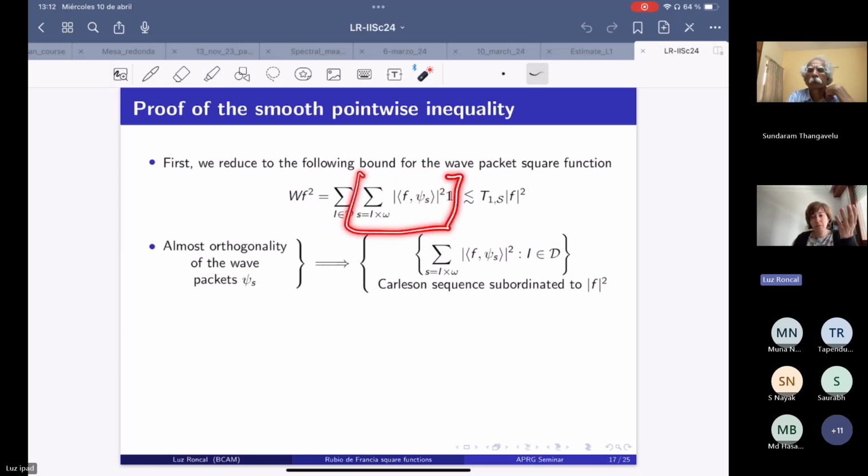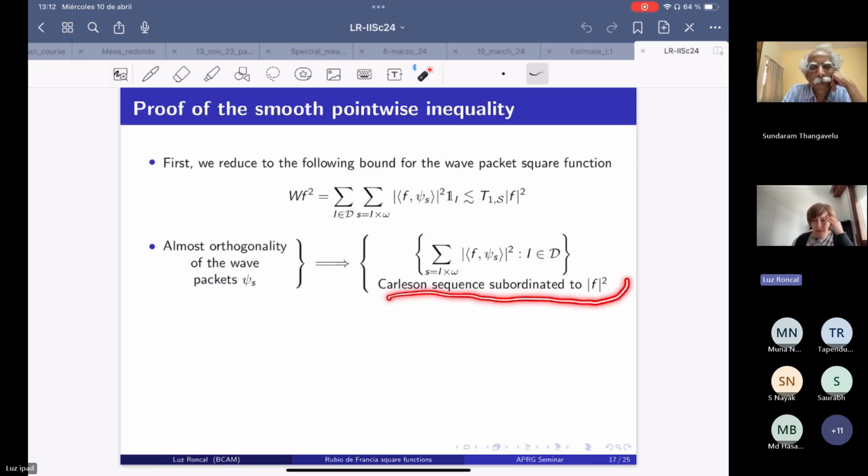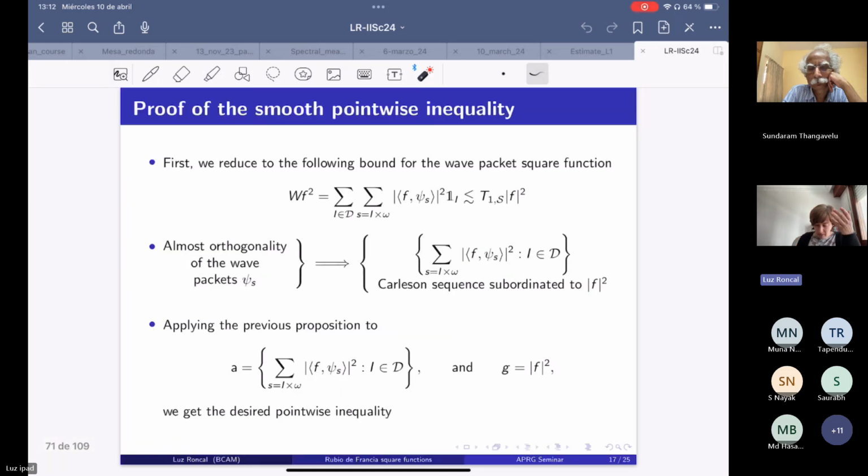The point is that by nice properties of almost orthogonality of these wave packets, one can prove that indeed this sum is a Carleson sequence subordinated to f squared. Then our proposition will produce this bound here. So a square function is reduced to time frequency analysis in a proper way, and thanks to the almost orthogonality of wave packets, this collection is a Carleson sequence subordinated to f squared. Thanks to the proposition we just proved, we have the estimate here. So the goal is to prove the proposition.